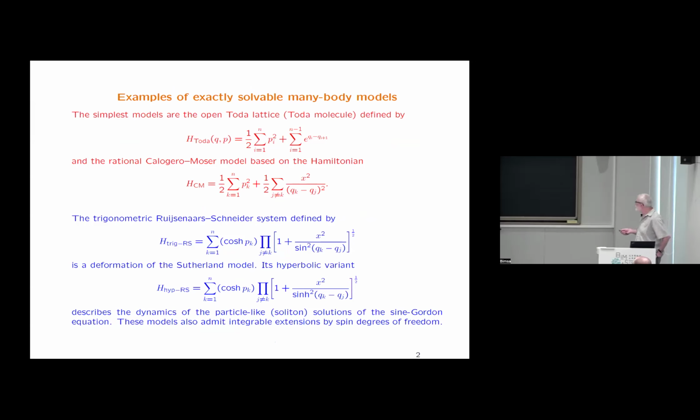So just very quickly, some other examples: the open Toda lattice or Toda molecule, which was one of the examples of last week, or the rational Calogero model, with a coupling constant, or the trigonometric Ruijsenaars-Schneider system, which at the quantum mechanical level is related to the Macdonald polynomials, or its hyperbolic version, which at particular values of the coupling is related to sine-Gordon solitons. So this somehow shows that these are important models related to interesting topics.